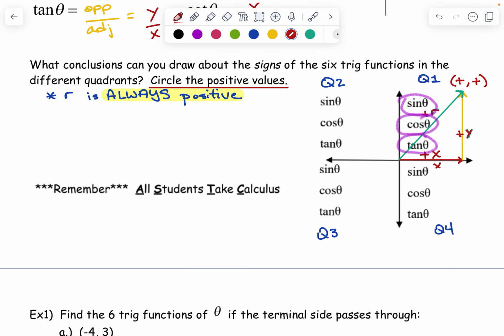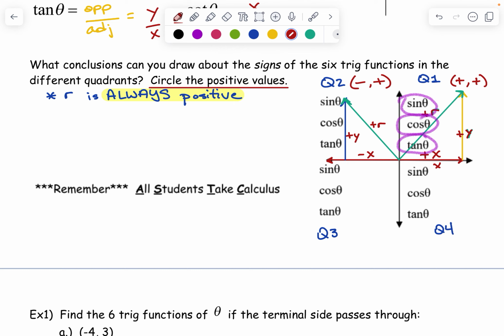Now let's switch to quadrant 2. To get to quadrant 2, I have a negative x, but I'm still going up, so I have a positive y. What that would look like drawn out is my x would go this way. That's my initial side. Then from here, I would go up. That's my terminal side. And as I draw r from the origin, I would terminate at the point P. And so I've got a negative x, a positive y, and an always positive r.